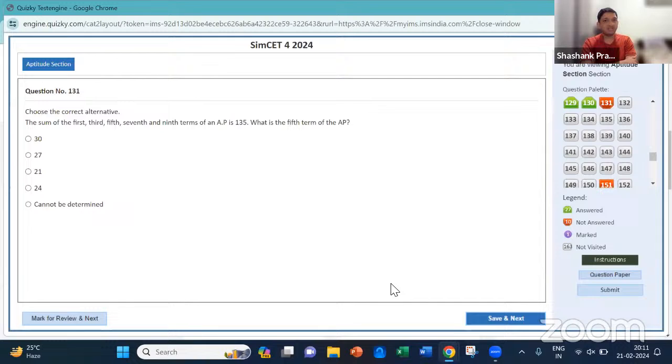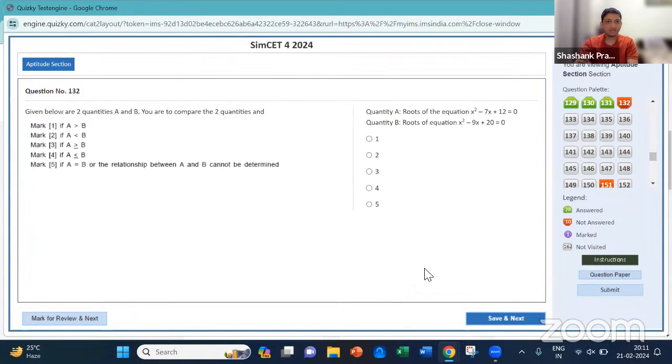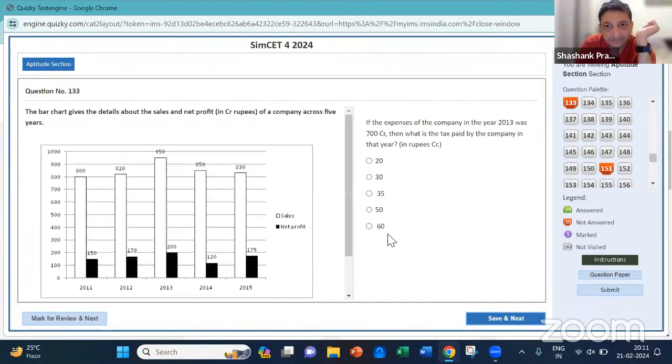Sum of the first, third, fifth, seventh and ninth terms is 135. We need the fifth term, the middle term, 27. 135 by 5. Okay, comparison to be done. Roots of the equation x square minus 7x plus 12. So 3 and 4 are the roots. 3 and 4, 4 and 5. So if we take 3 and 4, then b is greater. And if we take 4 and 4, then b is equal. 4 and 5. So b is either greater than or equal to a. Option 4 should come, I think.